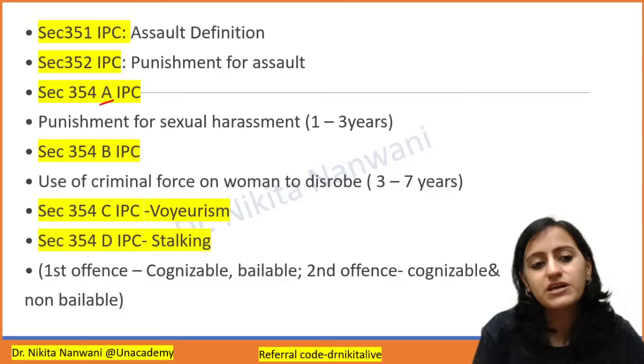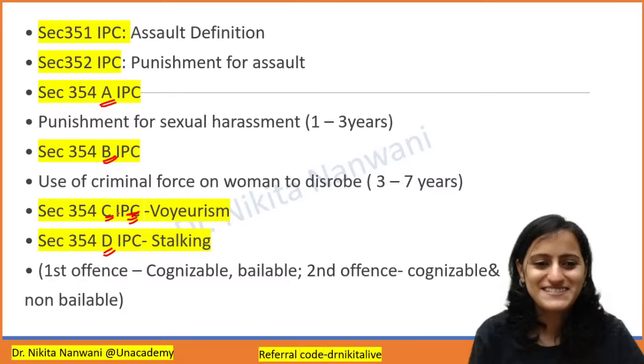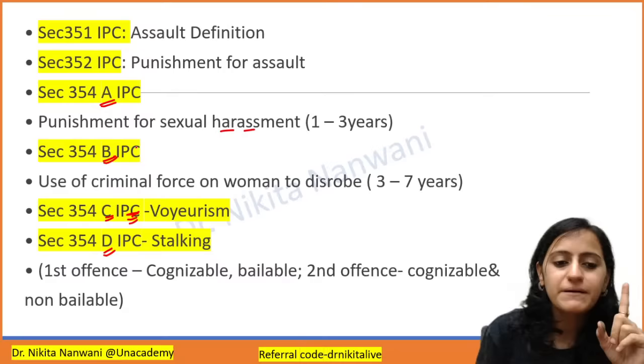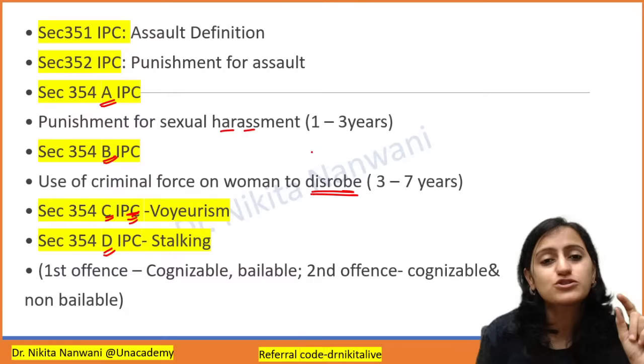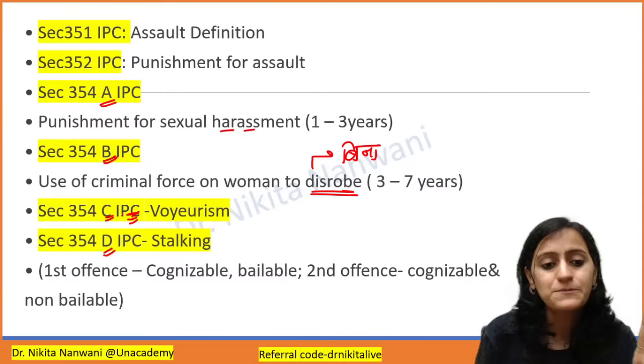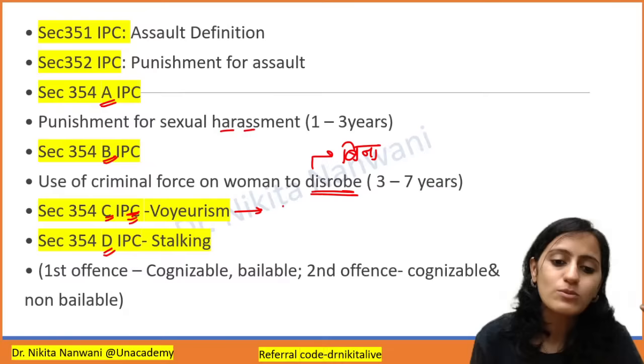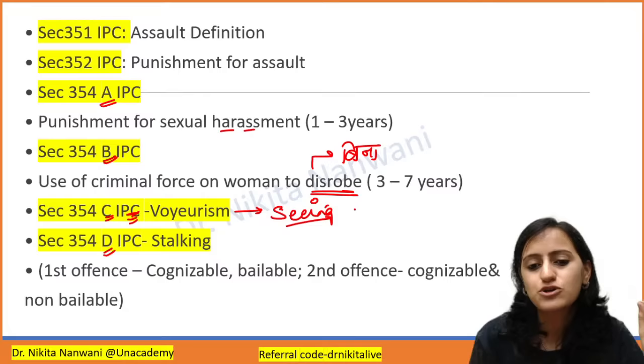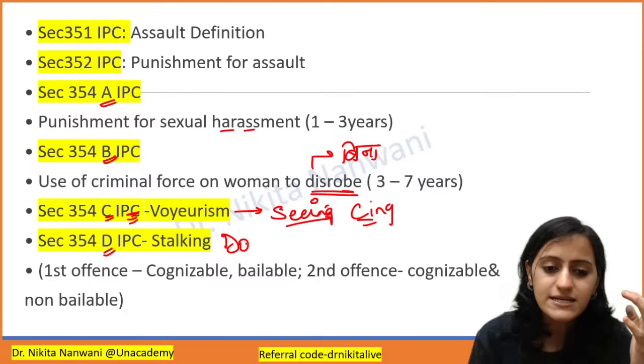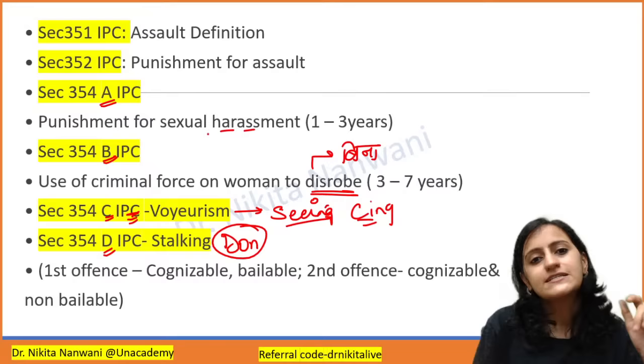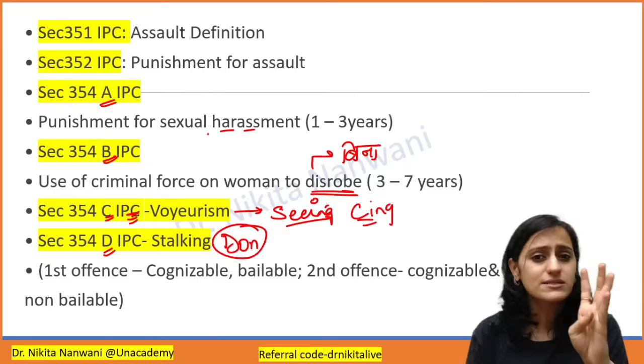So even in your 354, you have A, B, C and you have D. I marked this wrong, this is C. So 354A is sexual harassment. B is use of criminal force on woman to disrobe. Okay, so criminal force on woman to disrobe, that means without clothes. B is without clothes. C is voyeurism, that is like your peeping Tom. So C is seeing through some small space, basically peeping Tom. So C is seeing and D is stalking. Okay, D is stalking like a don. So A is sexual harassment. B is disrobe and C is seeing, that is voyeurism, and D is stalking someone like a don.